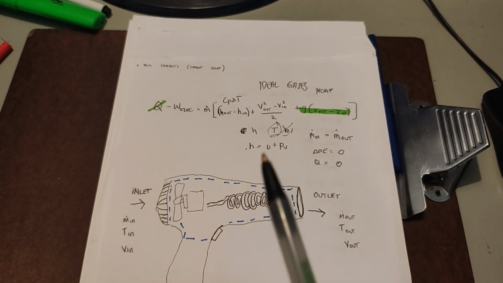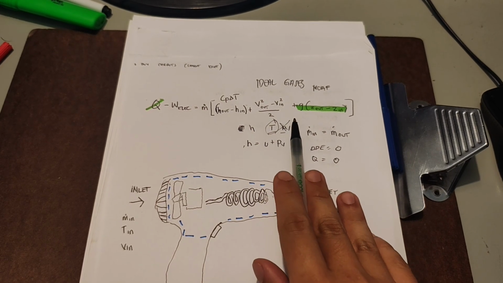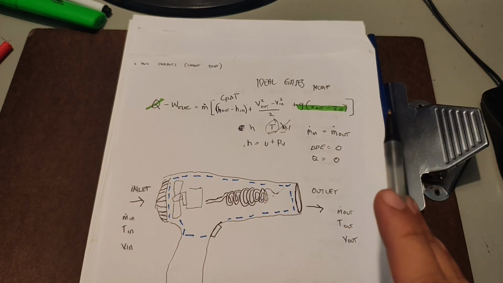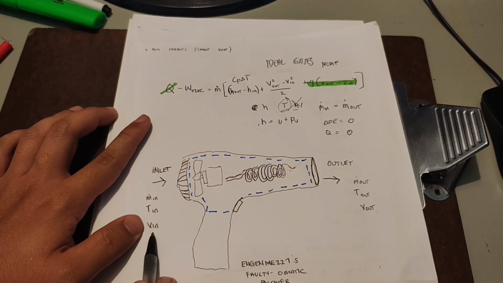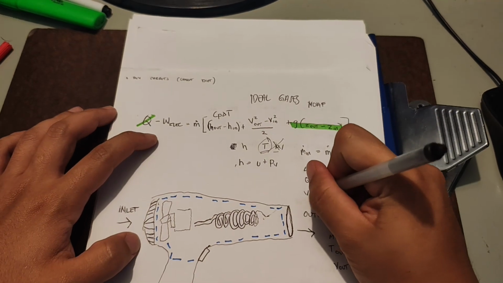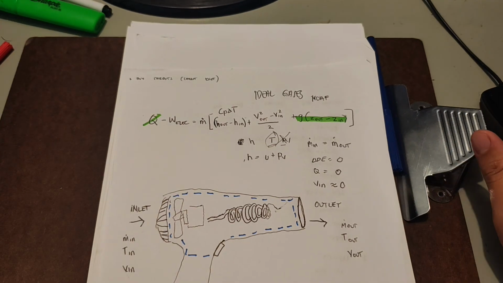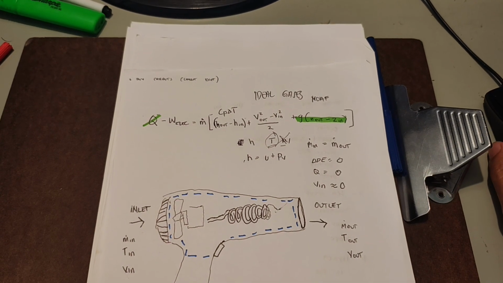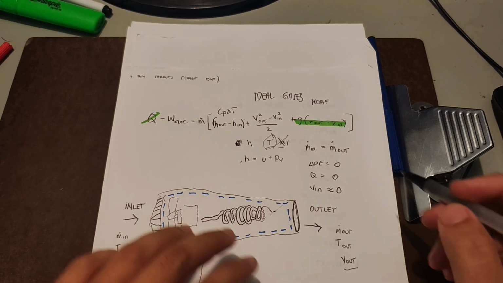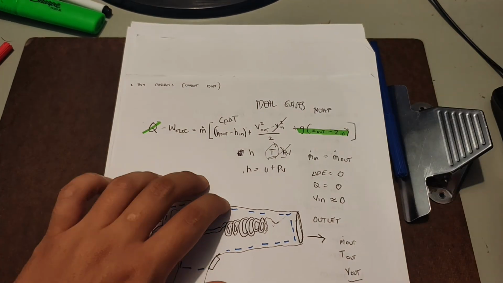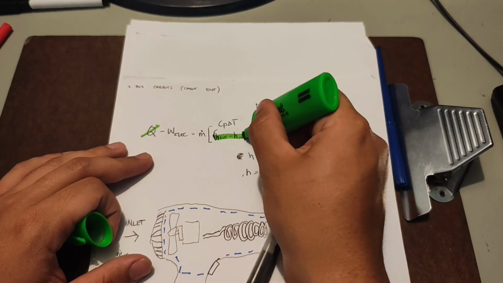Next, the V squared term. Okay, so last part we have the kinetic energy. So we assume that the air in the room is still, or it is not moving. So we have here this Vin. So we're going to be considering Vin is almost, not exactly 0, but almost 0. Okay, it's almost 0, so we only care about our V out. So we're going to be canceling this. We're going to use this, and we're going to use this.